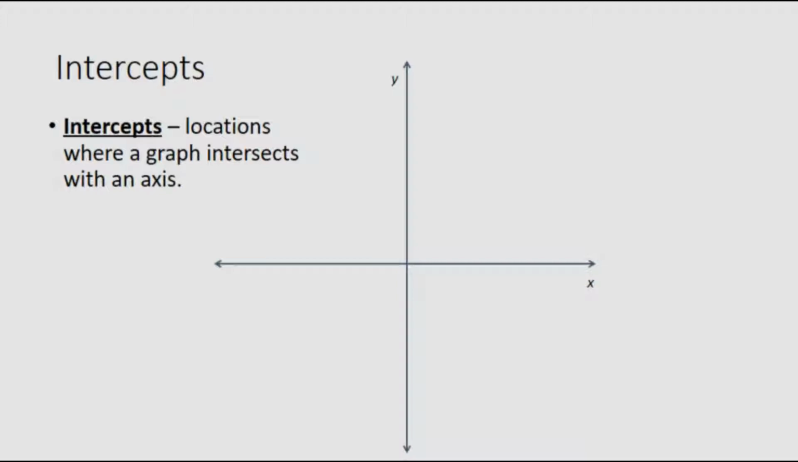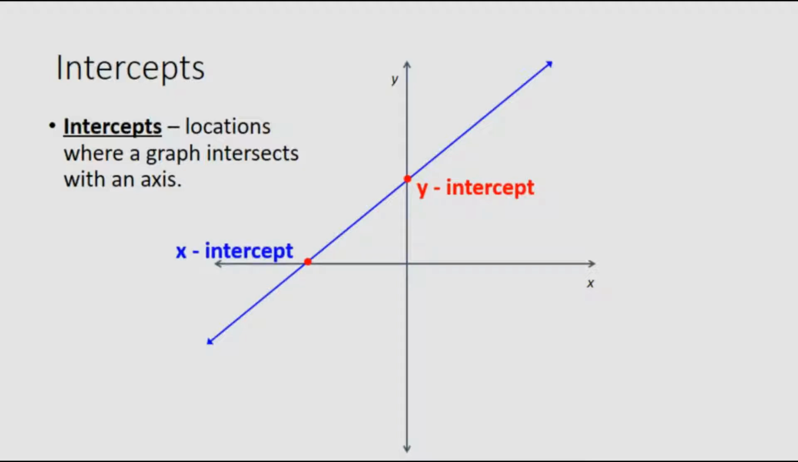An intercept is a location where a graph intersects with an axis. Here we have a line, and unless it is a horizontal or vertical line, it will cross both the x and the y axis. The point at which a graph crosses the y-axis is called the y-intercept. The point where the graph crosses the x-axis is called the x-intercept.